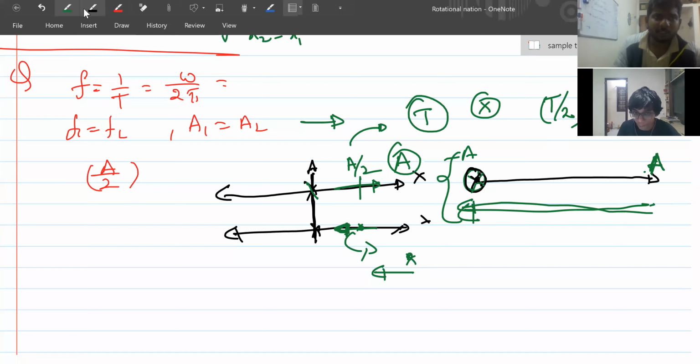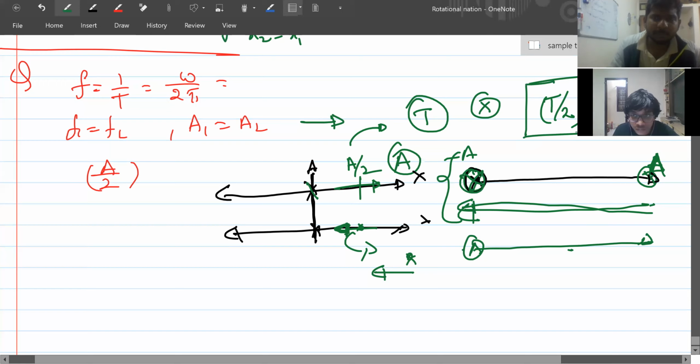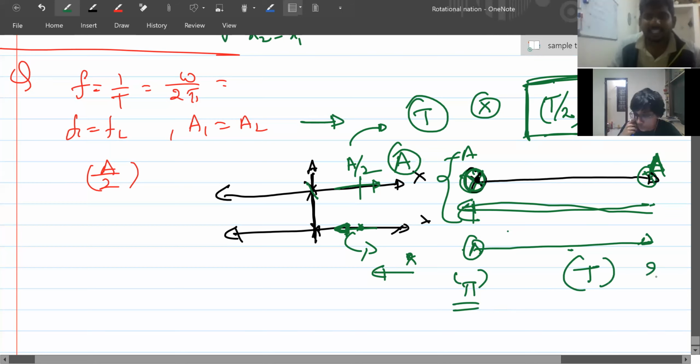Now I'll tell you one thing. If one particle has gone here, and at that time the second particle started its motion here, you know what the phase difference between both of them is? How much time difference is there between both of them? T by 2, right? If the time difference is T by 2, then the phase difference is nothing but pi. If the time period is T, then the phase difference is 2 pi, if both have the same amplitude, time period, everything.